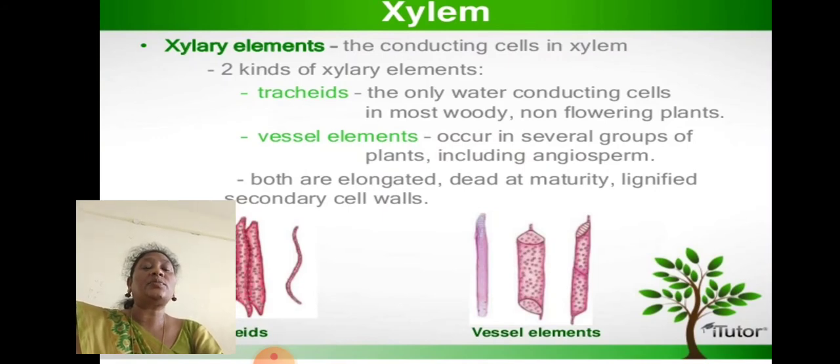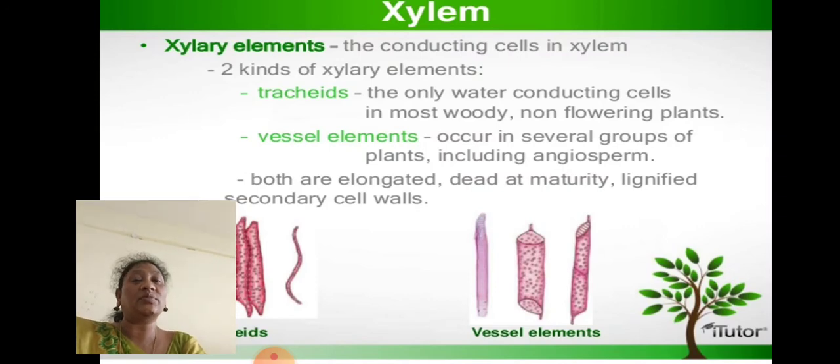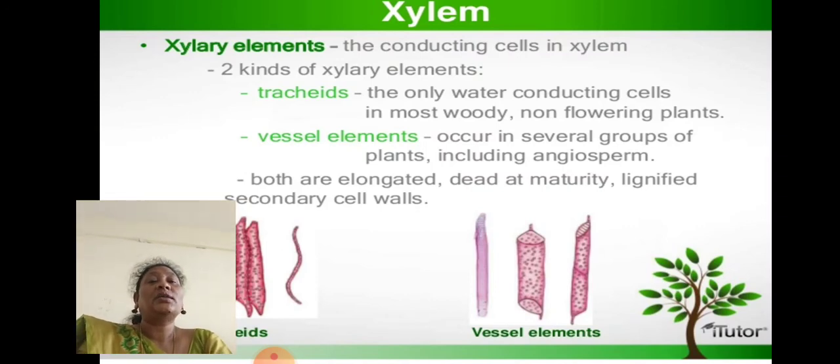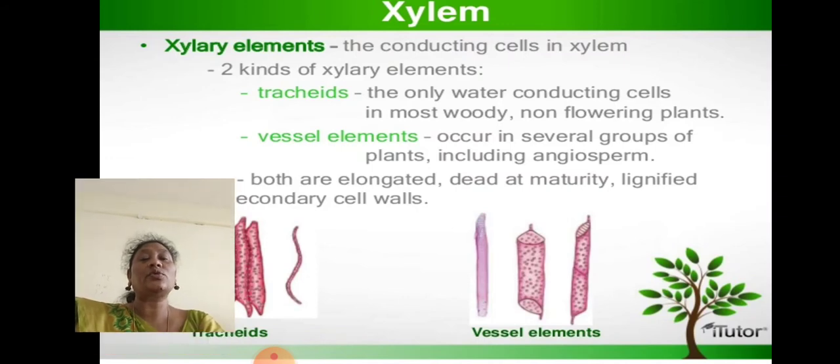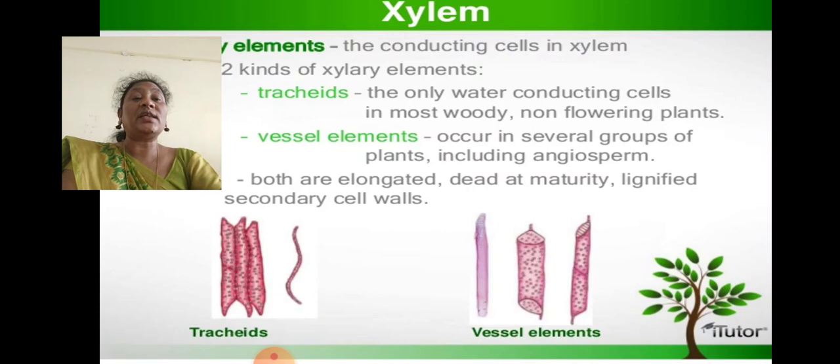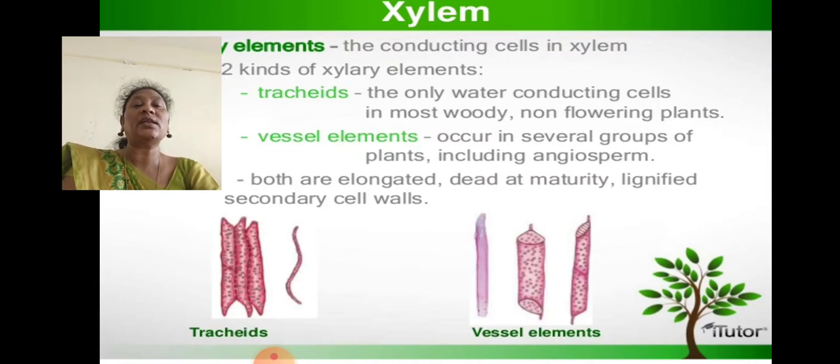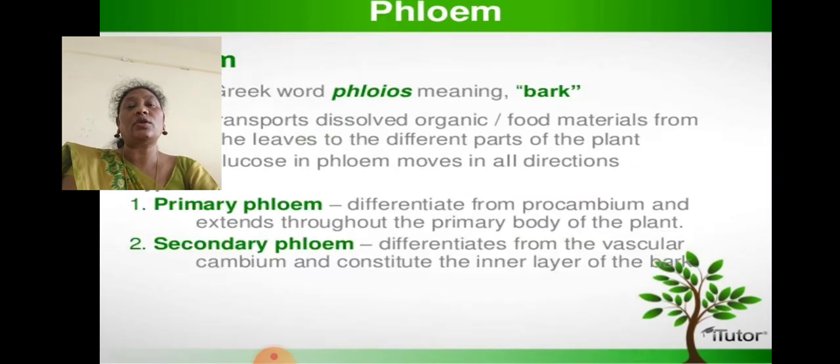And the cells which are present in the xylem are called xylary elements. Of the conducting cells in xylem, there are two kinds of xylem elements, that are tracheids and vessel elements. Coming to the tracheids, they are the only water conducting cells, and these are mostly in the non-flowering plants. Vessel elements occur in several groups of plants, including angiosperms. Angiosperms means all are flowering plants. Both are elongated, dead at maturity, and lignified. They consist of a secondary cell wall.